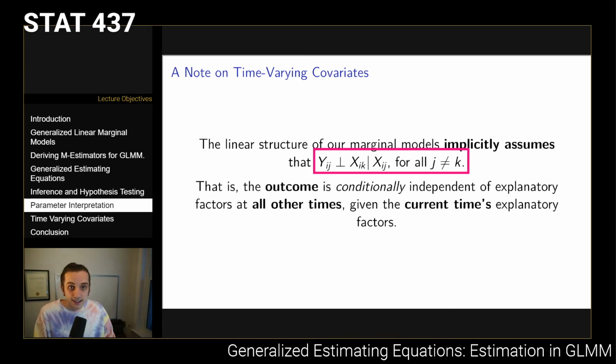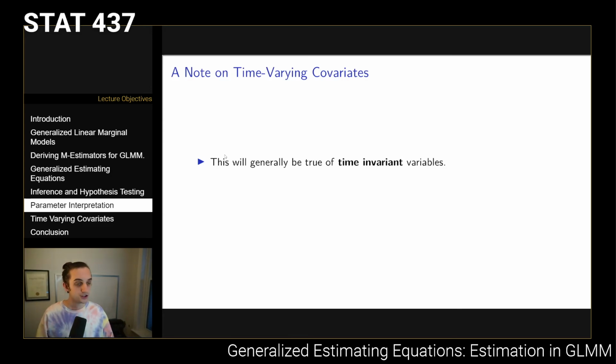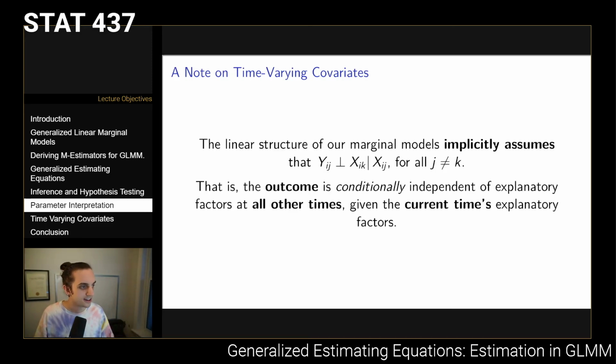So what we're saying is that the outcome is conditionally independent of all other explanatory factors given the current time point's explanatory factors. So this is going to be true in general if you have a factor which is time invariant, right? So if you have something that does not change over time, for instance, you enroll people in either a placebo or a treatment group, and they're in that for the whole study, then this is going to be true because, of course, if you're already conditioning on which group they're in, which will be inside of the factor at xij, then you don't need to know what they were in at time k.